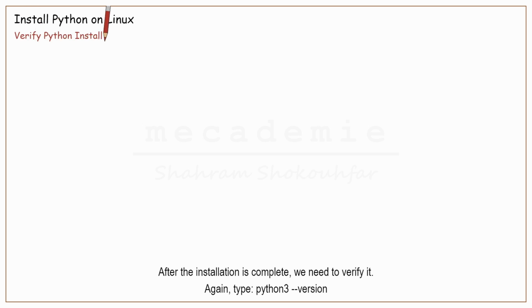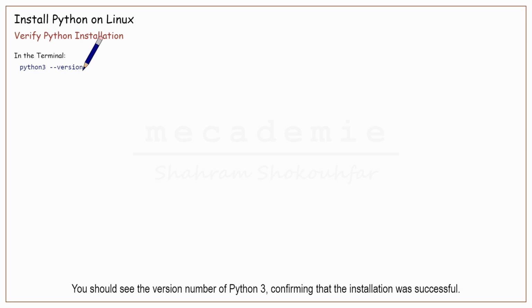After the installation is complete, we need to verify it. Again, type python3 --version. You should see the version number of Python 3, confirming that the installation was successful.